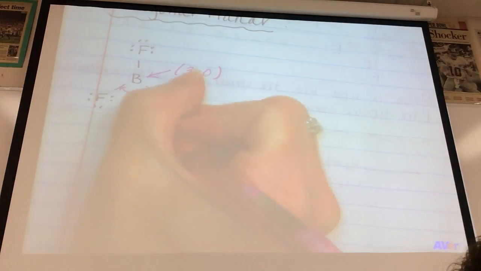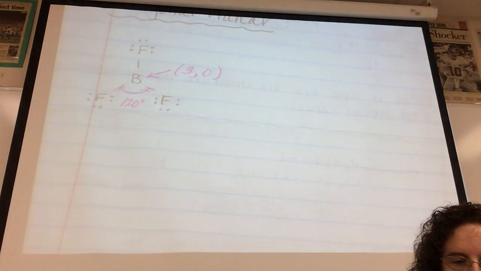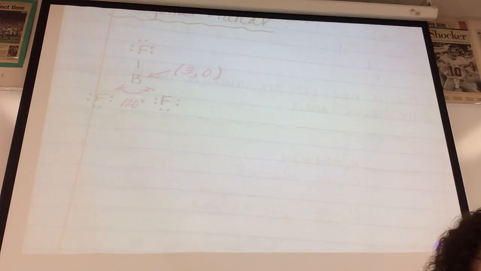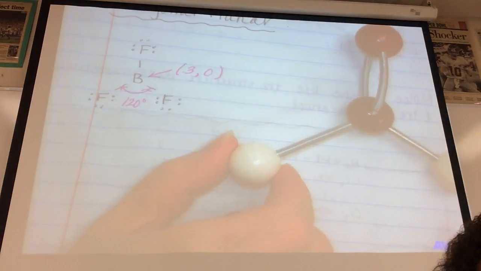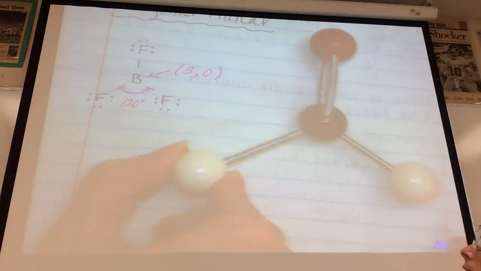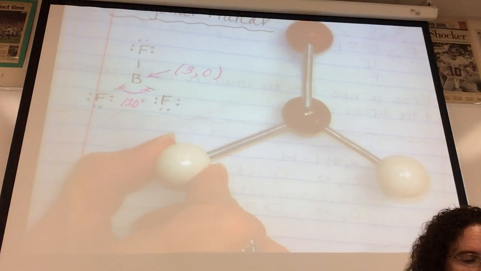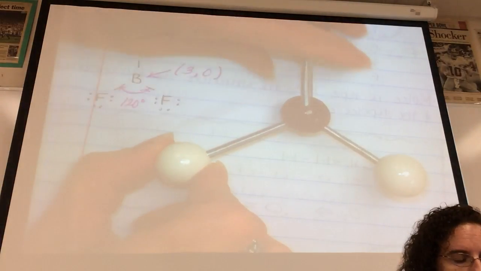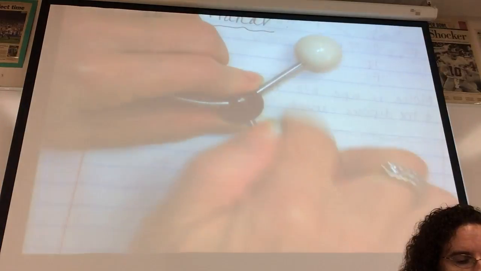Bond angle, 120 degrees. I don't have that one constructed, but I do have this trigonal planar. And what you'll find is that all the atoms are in the same plane, and you can see right here that the bond angle is about 120. You'll see that it's larger if you line these up.